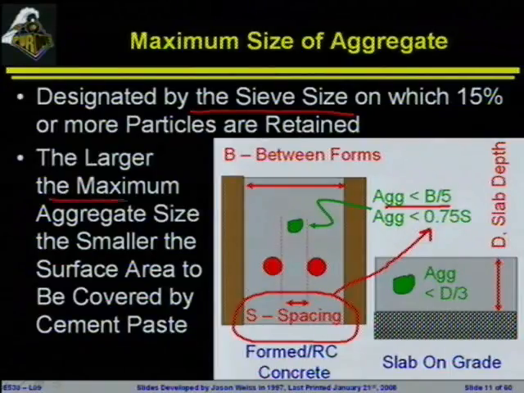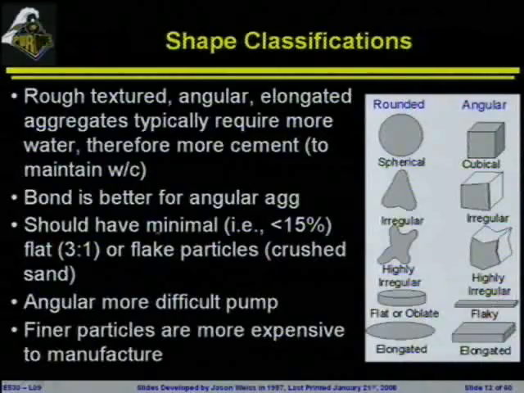Generally, we want the largest maximum size aggregate that we can because it requires the lowest surface area. And we'll talk more about this, but the surface area is going to dictate the paste that's inside of the system. So if you want to minimize the amount of paste, minimize the amount of cement, you want to use larger aggregate. Aggregates can come in a variety of shapes.